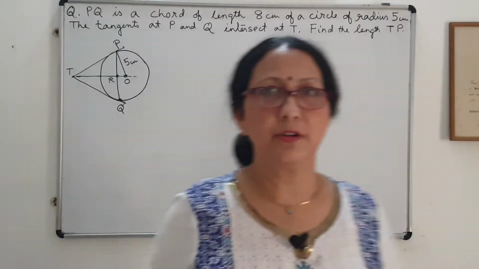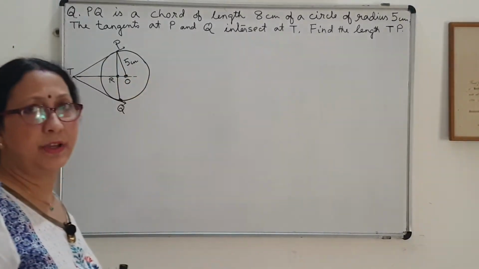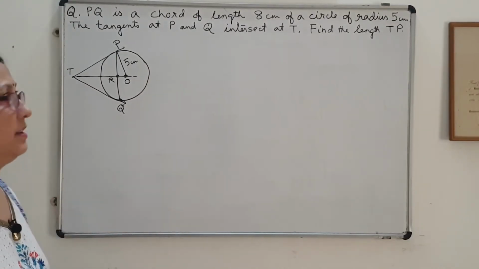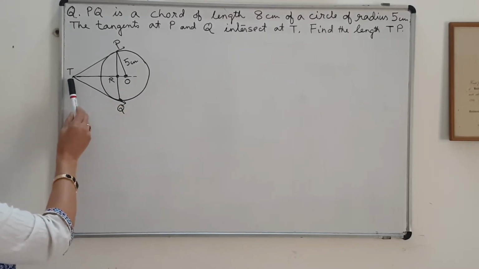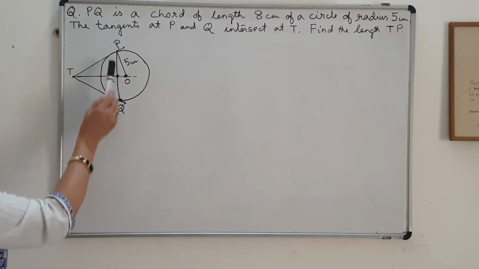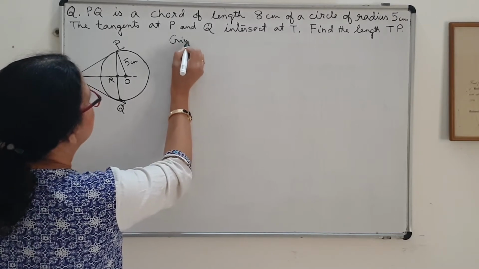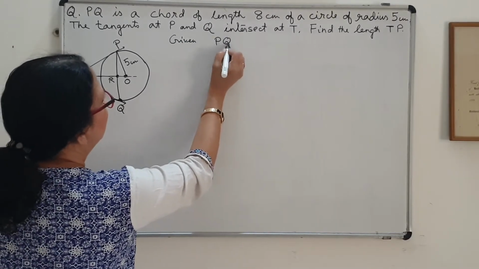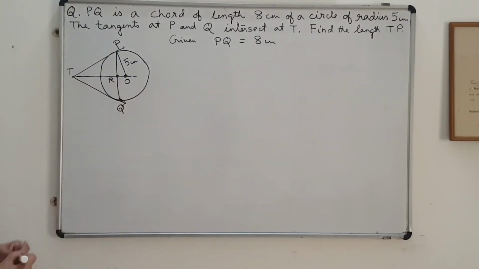Now another very important question I have taken, where also you have to observe many things so that you can solve it very easily. Now what is the question? A circle with center O is given, and from an external point T, tangents TP and TQ are drawn. PQ is a chord; it is given that the chord PQ is of length 8 centimeters and the radius of the circle is 5 centimeters.